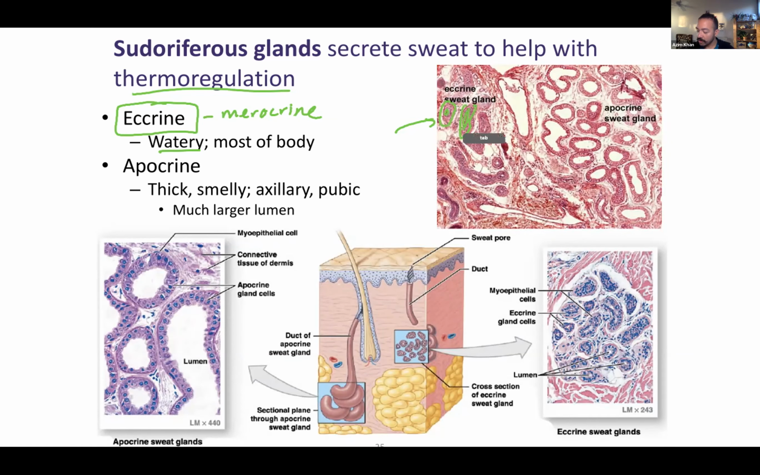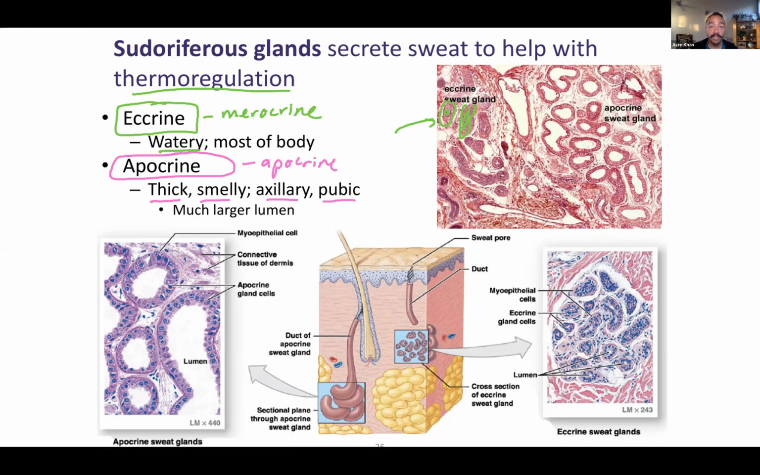Compare that with apocrine sudoriferous. This is by apocrine secretion. Apocrine is where the top layer, the superficial layer, is shedding. Because of that, it's not so much a watery secretion, it's thicker and has a bit more lipid. It's thick and tends to smell. You find this in your armpits, your axillary region, and your pubic, genital region.